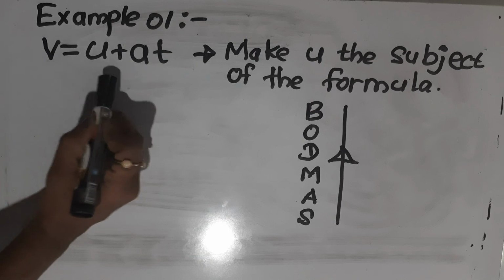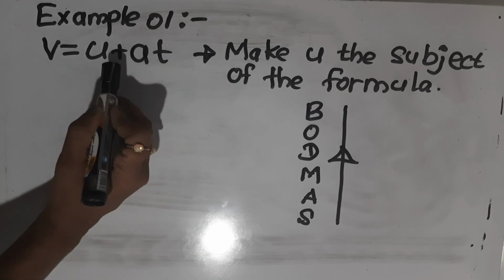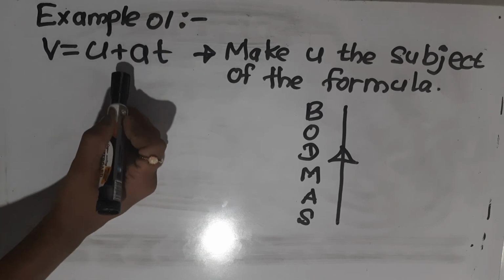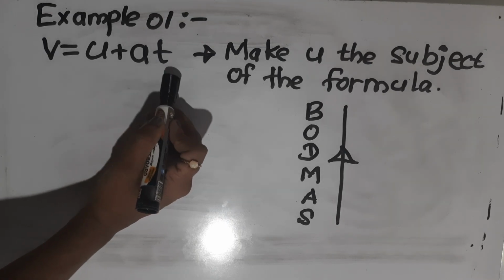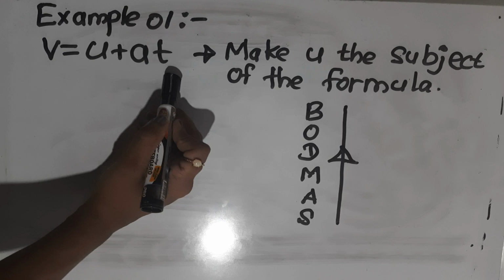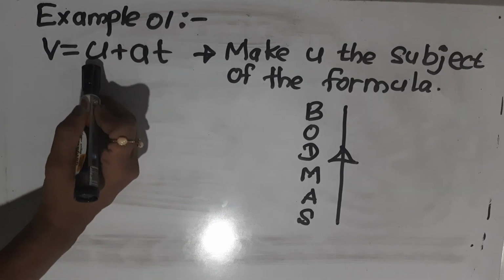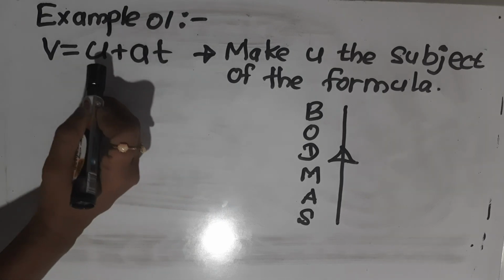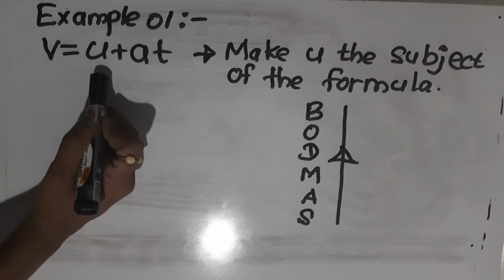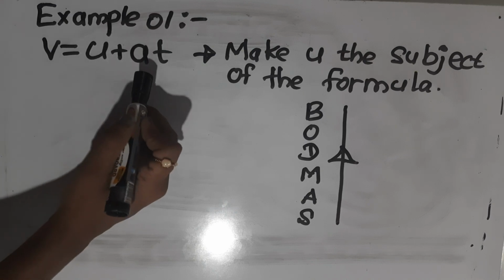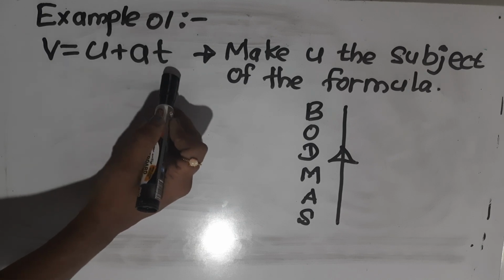Here v equals u plus at. We have an addition as an arithmetic operation and multiplication, a times t. So which term should we remove first? u is combined with a and t. We have to isolate u. That's the meaning of making u the subject. We have to isolate u and remove this a and t terms.